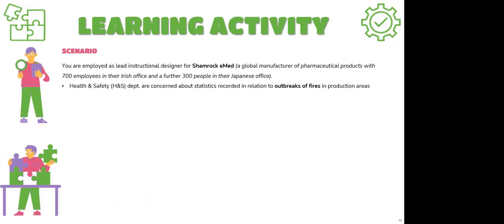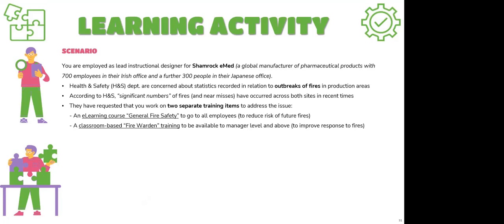So imagine the health and safety department have come to you and they said they're concerned about statistics in relation to the outbreak of fires in some of the production areas. There's been a number of actual fires and also near misses in recent times that the people in the health and safety department are quite concerned about. The most information they've given you about the actual statistics are there are statistic numbers, in inverted commas. Those incidents have occurred across both sites, so in Ireland and Japan.